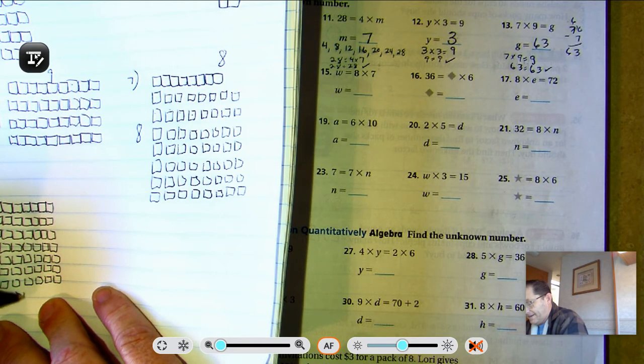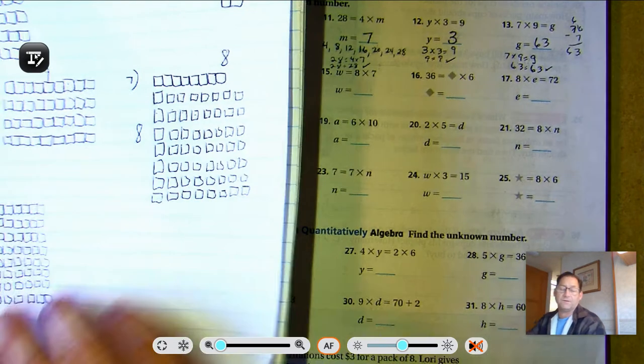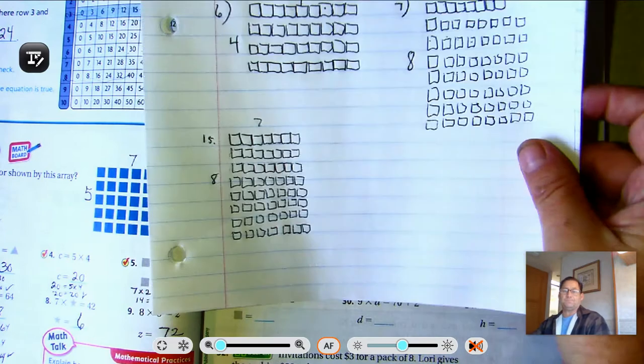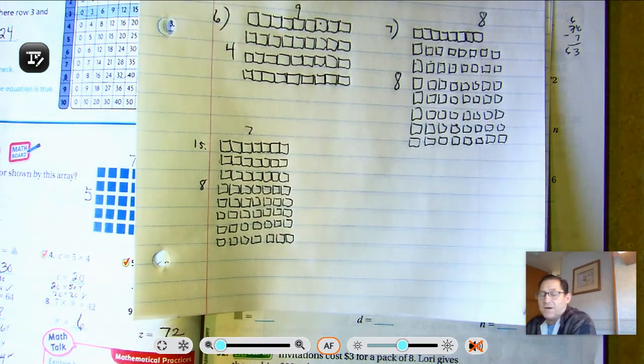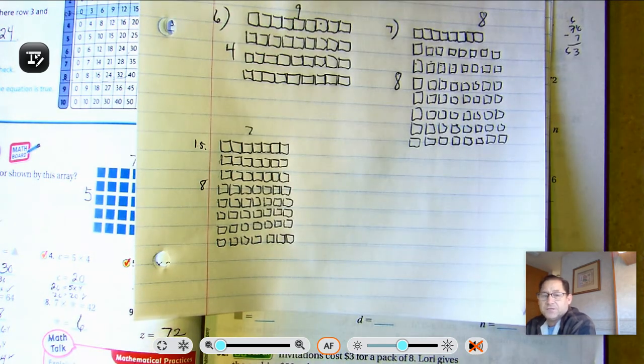Okay, and again, you see how much longer it takes to draw an array to figure out what 8 times 7 is. So I've drawn an 8 by 7, but I still don't know what the answer is, right? Now I still have to add. It would have been so much easier just to know what 8 times 7 is. All right.